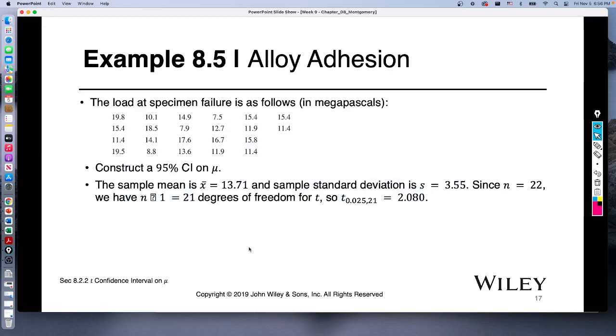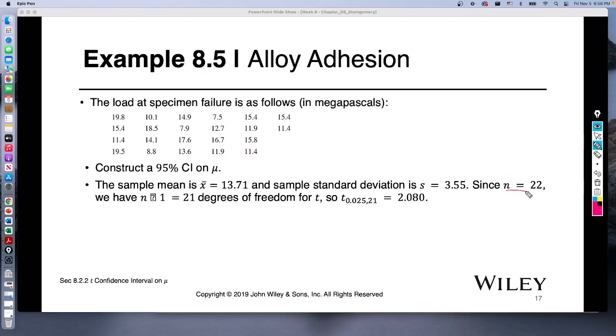So we're given some data here, and they're going to do most of the work for us. We don't know the mean. This is a sample. There's 22 pieces of data. And let's go here.